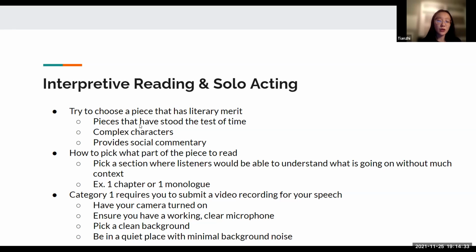So an example of what I mean is, if you're choosing a book, to pick a particular chapter that you think makes sense as a solo chapter to read. Or if you're doing solo acting, to pick a specific monologue from a play, and don't just pick something random within the middle of the play. So how you pick is very important, so that there's some kind of continuity within the story that you're reading from.